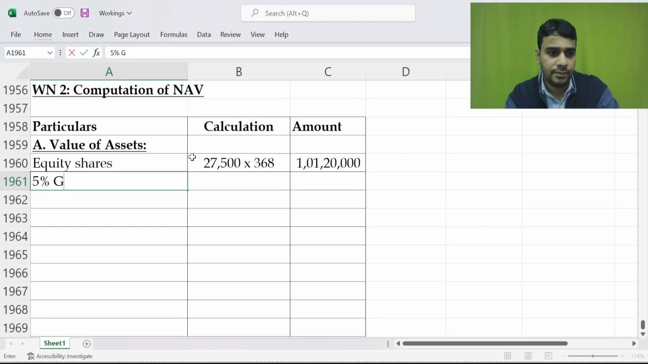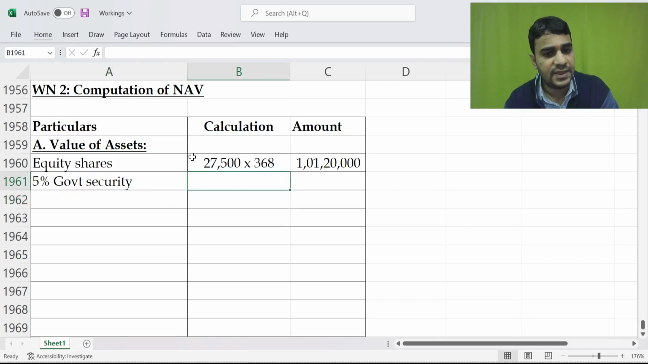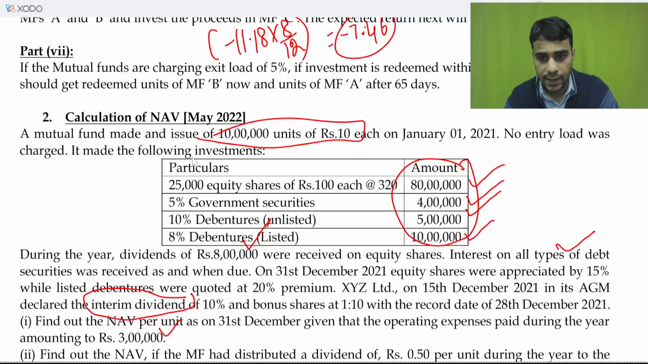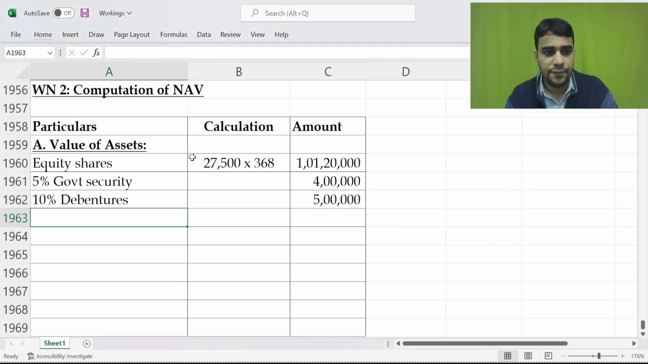5% government security. Anything mentioned in that para about 5% government security? If nothing is mentioned, same value, 4 lakh rupees. If something is mentioned, please consider that, else write same value. Next is 10% debentures. Anything mentioned about 10% debentures? No, same value then.